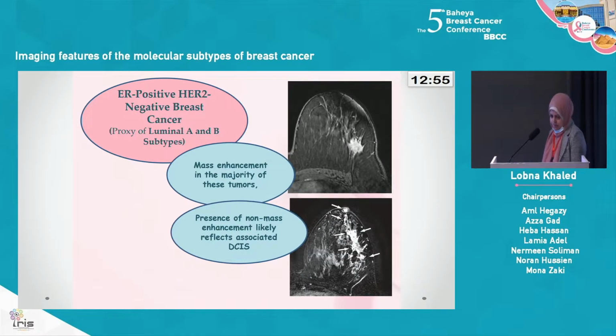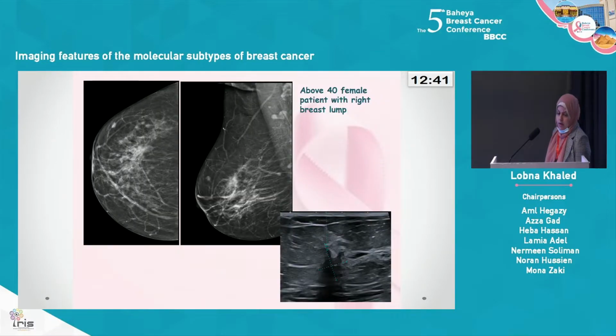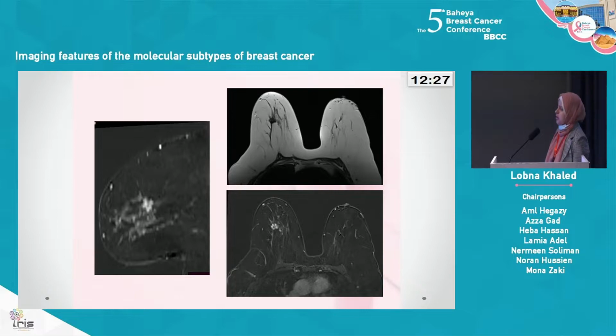In MRI, this usually presents as heterogeneous mass enhancement, with presence of non-mass enhancement, usually due to associated DCIS. In this case, there is an upper outer quadrant ill-defined mass noted in the right breast, with a corresponding irregular or spiculated hypoechoic mass in ultrasound. In MRI, the mass elicits low signal in T2 weighted images with heterogeneous post-contrast enhancement.